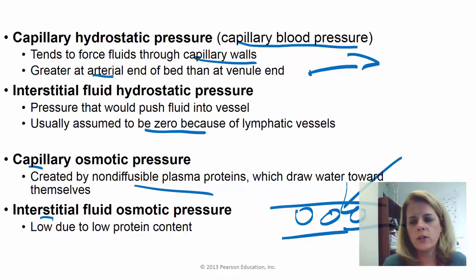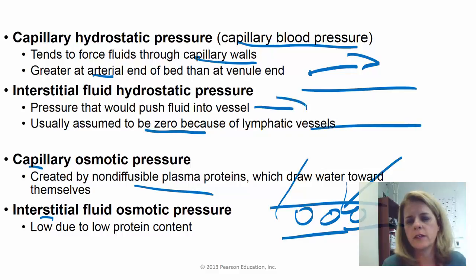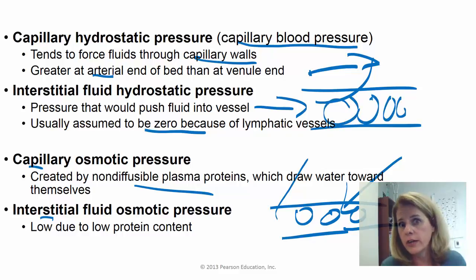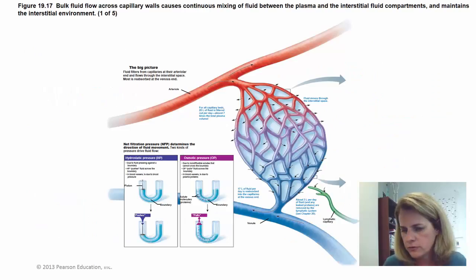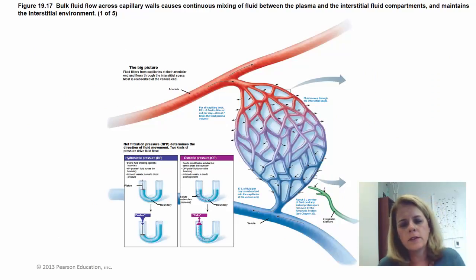So here's a vessel, and let's say the blood's coming through. As the water's leaving, the proteins are staying, so they're going to become more and more concentrated as they move through the capillary bed. They're going to start to exert an osmotic pressure to suck the fluid back in. The interstitial fluid osmotic pressure is pretty low because there's not a lot of proteins out in the interstitial fluid.